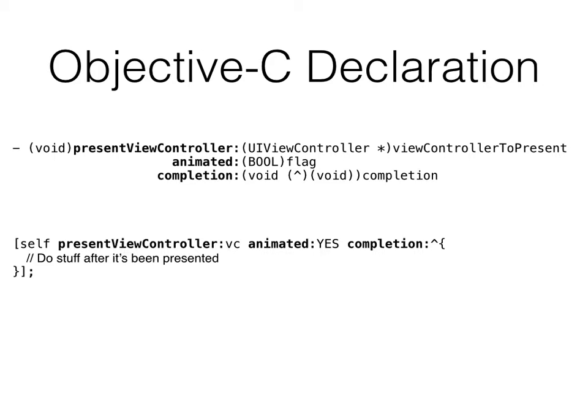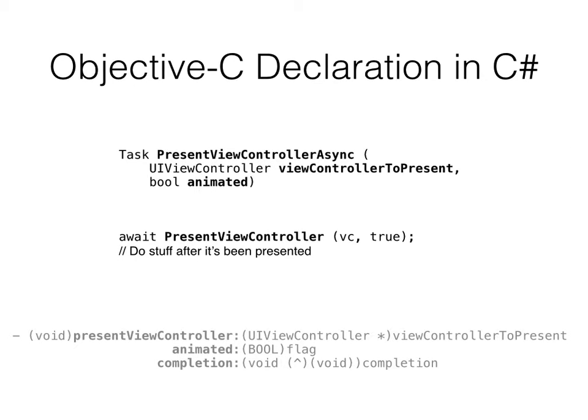And you see this one's a little special. I'm using an advanced Objective-C feature, a little block at the end. They got anonymous methods in their language. That's pretty cool. But that gets translated to C#.